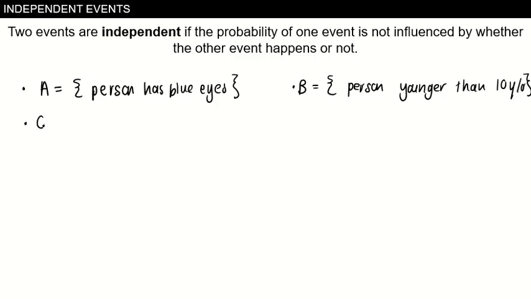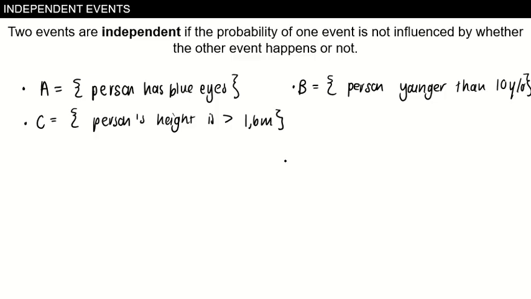And then let's make a last event, event C. The person's height is greater than 1.6 meters. Okay, so there is a definition regarding independent events.